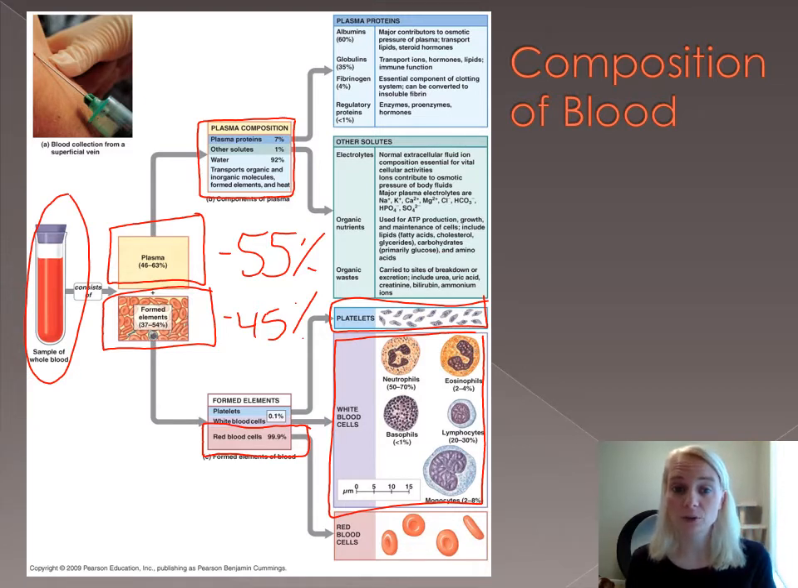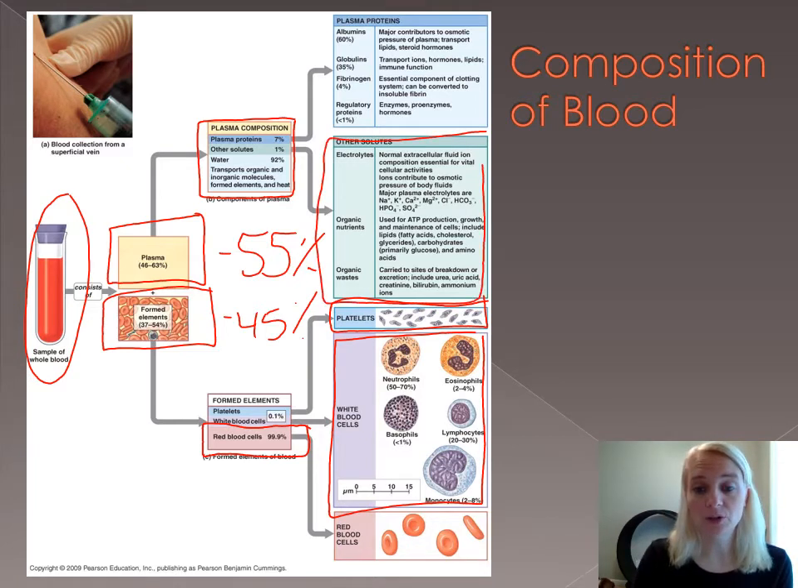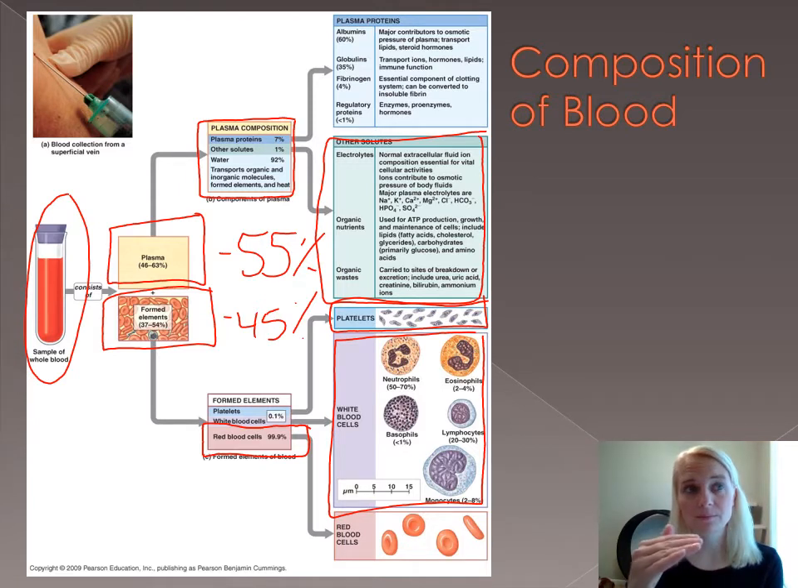So now we can take a closer look at some of those other things. So these other solutes, about 1%, there's a lot that make up this 1%. So that means even though there's a lot of these things, diversity-wise, so there's a whole bunch of different electrolytes, a whole bunch of nutrients, a whole bunch of waste, there's not very much of each kind because it's only representing 1% of the plasma. But it's still very important to talk about them because without them, we would be in big trouble.